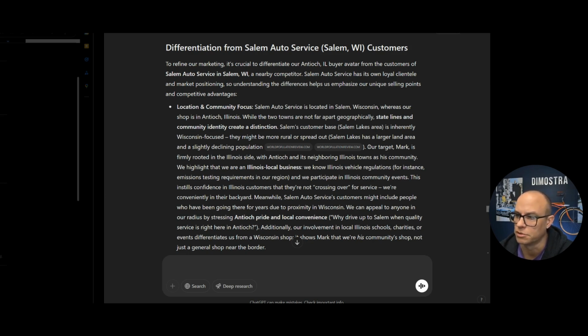This I thought was interesting. Our target, Mark, is firmly rooted in the Illinois side, with Antioch and its neighboring Illinois towns in his community. We might highlight that we are an Illinois local-based business. We know Illinois vehicle regulations, for instance, emission testing requirements for our region, and we participate in Illinois community events. I thought this was a great point to make.